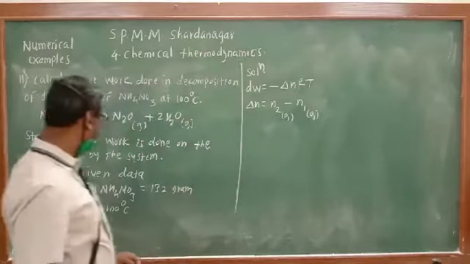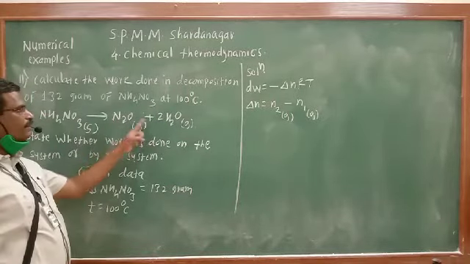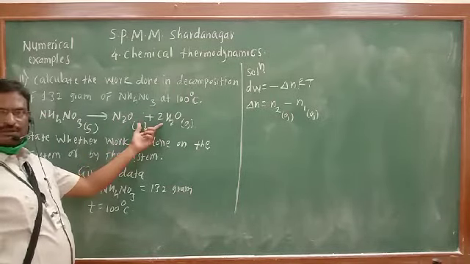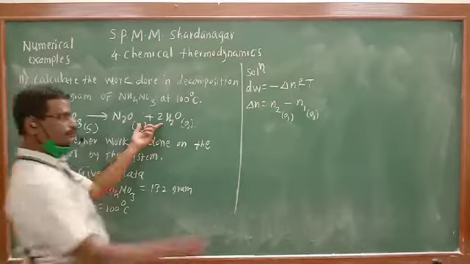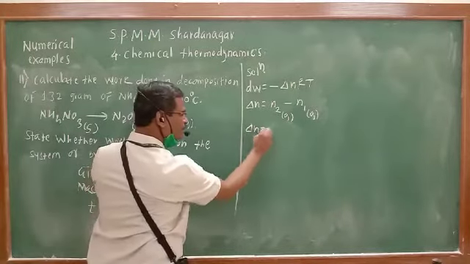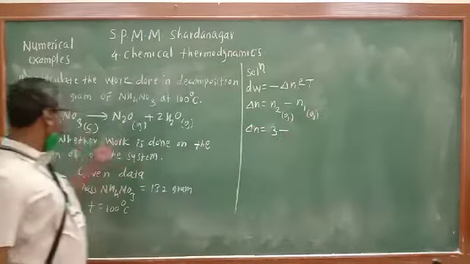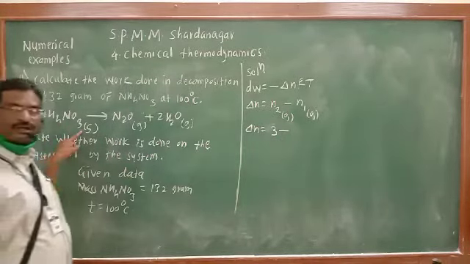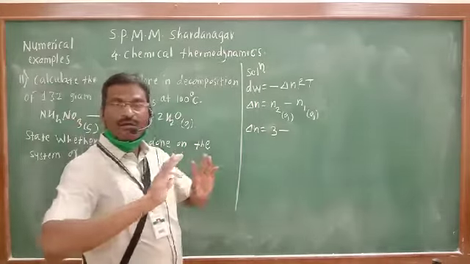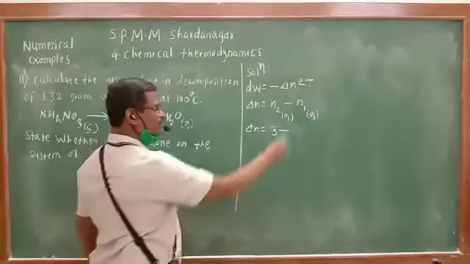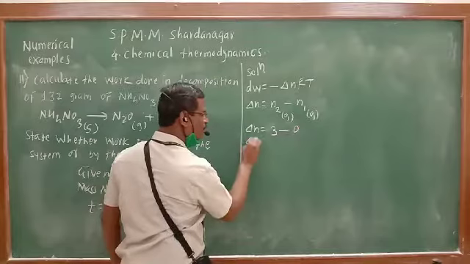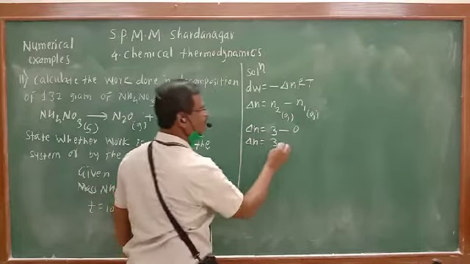So what is delta n? From this reaction 1 plus 2, n2 is nothing but 3. So delta n will be equal to n2, which is 3, minus n1 in gaseous state. This is solid. Solid is not taken into consideration. So n1 is 0. Therefore delta n is 3.